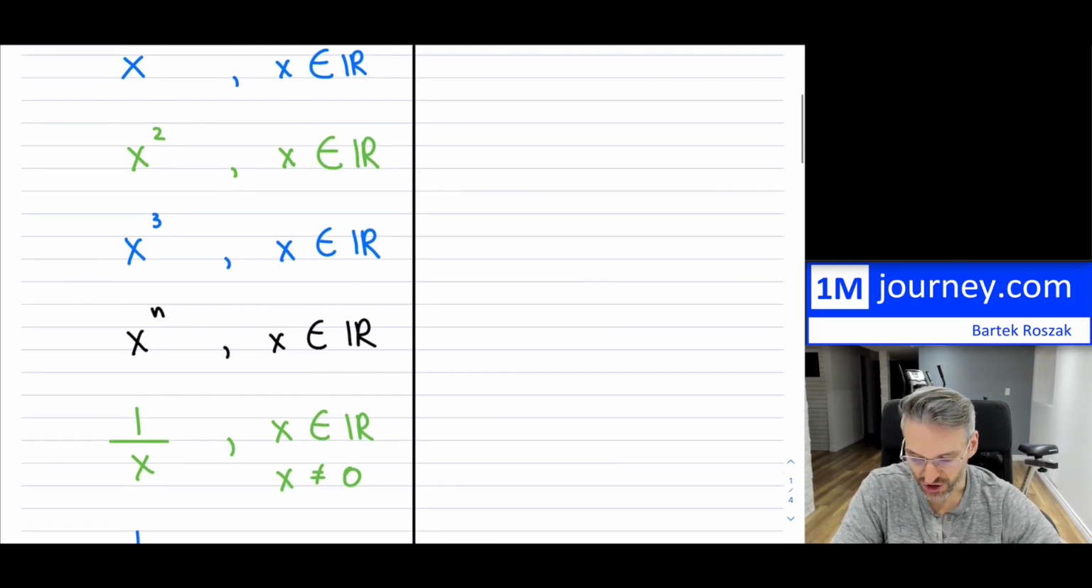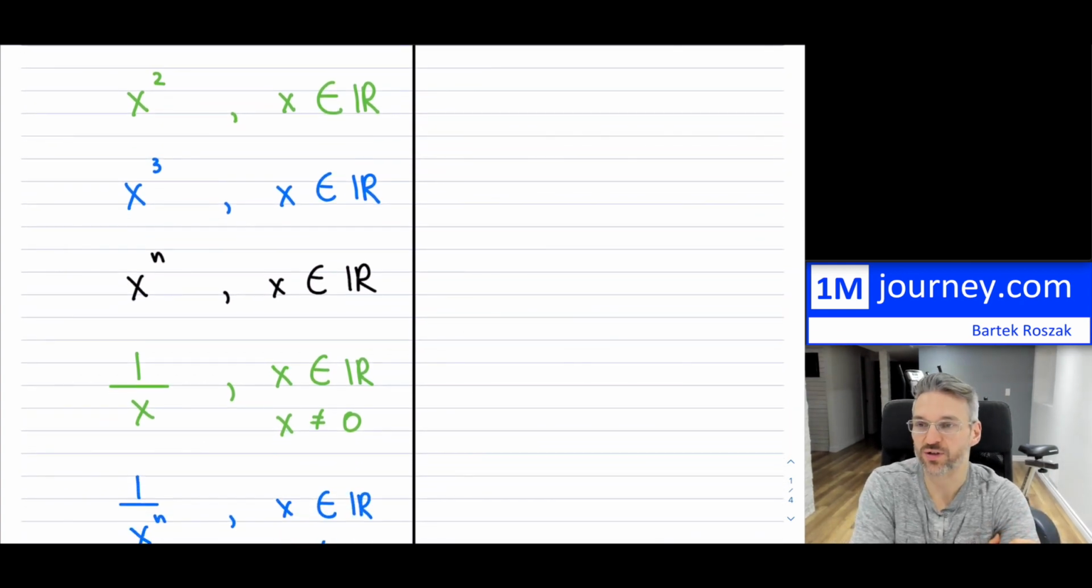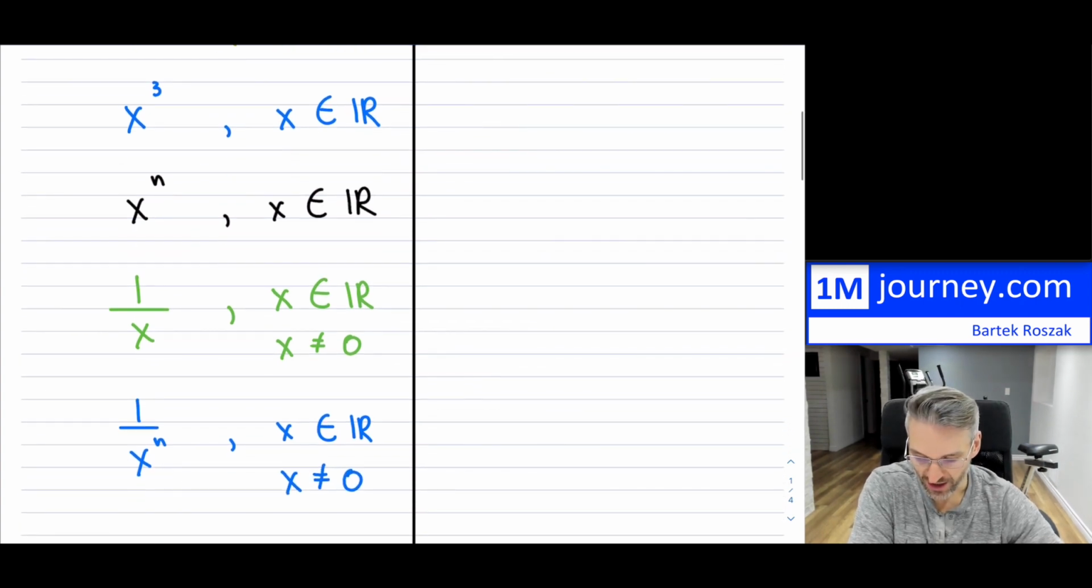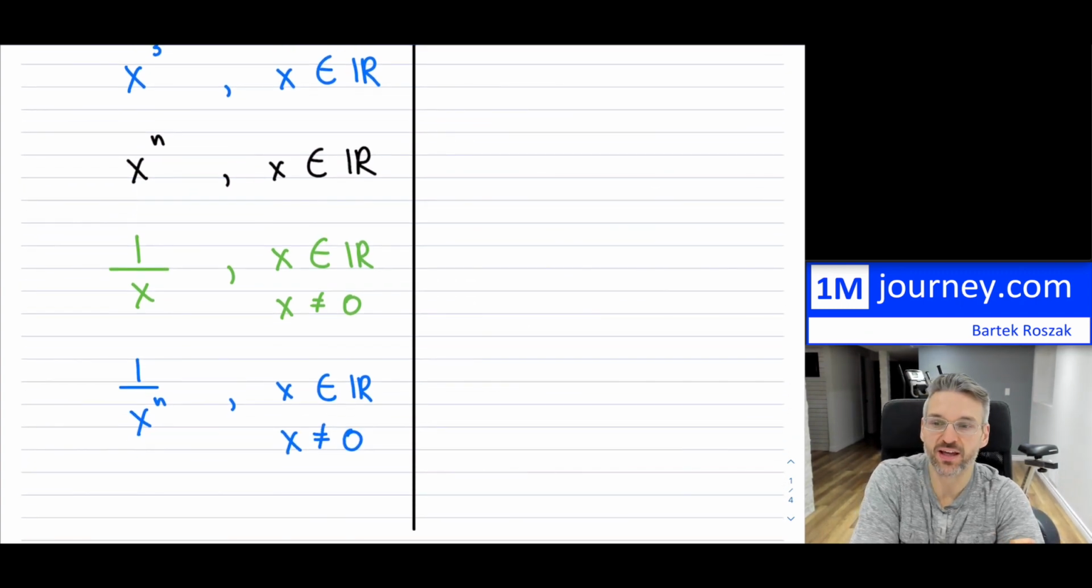Then, your general power function. So of course you can go x to the 4, x to the 5, and you can keep going. So what is the derivative of any power function that you have? Okay, then you have kind of an inverse, so 1 over x, function. So x cannot be equal to 0 there. So what is the derivative for that function? And then again, generalize it to any inverse, so basically a power function in reverse. So 1 over x to the n.